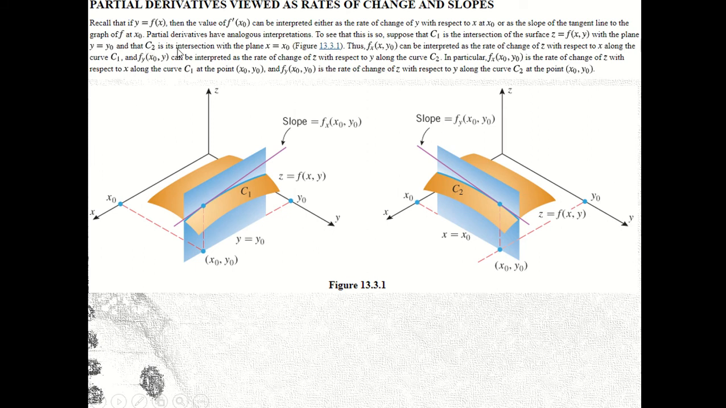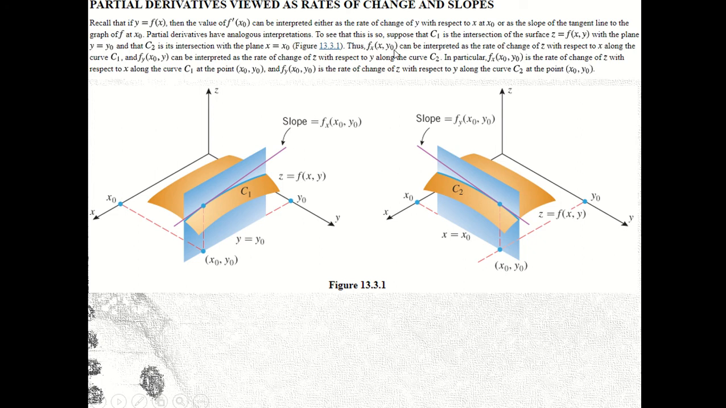And that C2 is the intersection, C2 means this one, the orange color, and C2 is its intersection with the plane x equal to x sub 0. So this is the plane x equal to x sub 0, this blue plane. Alright, so this is shown in this figure 13.3.1.